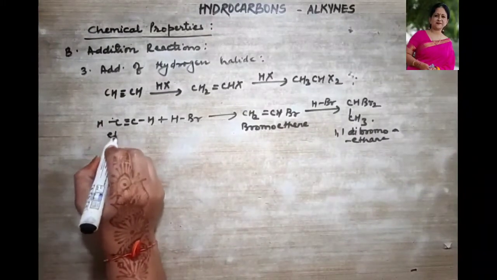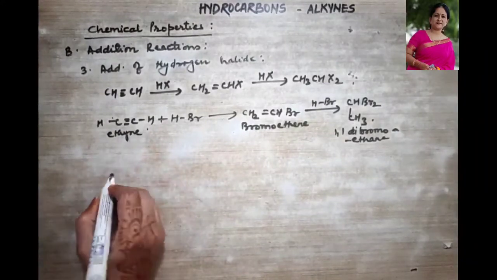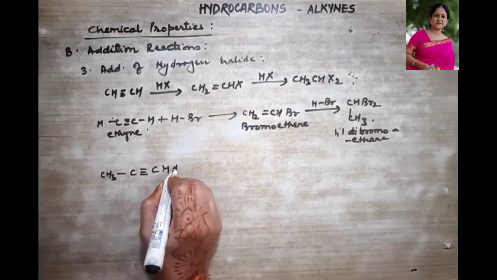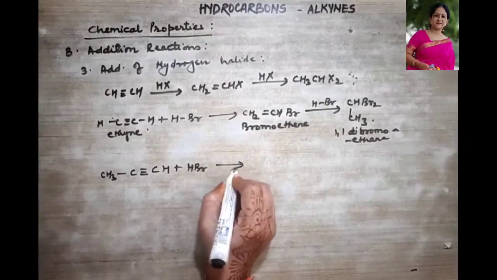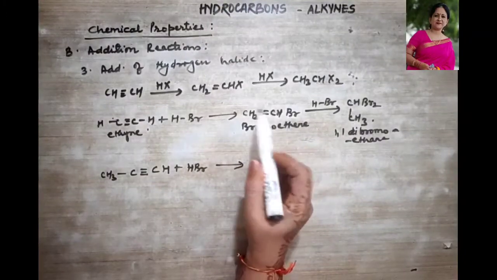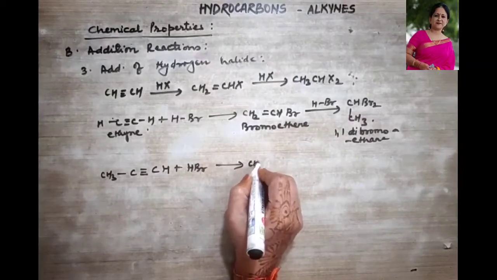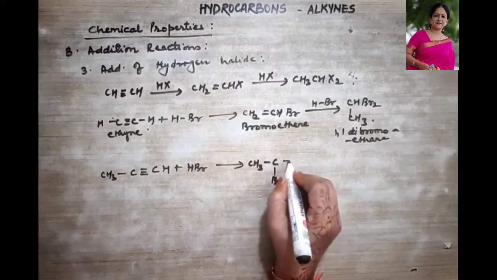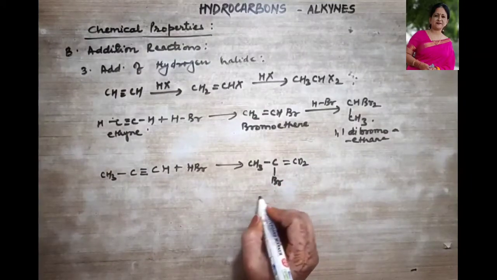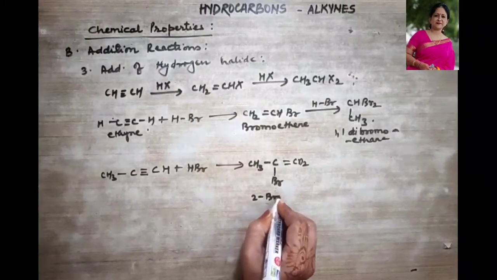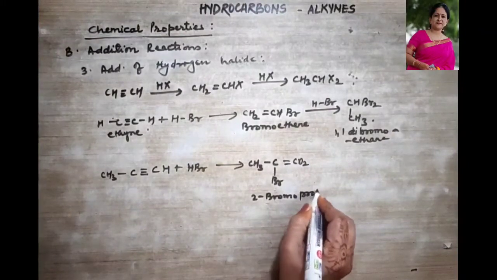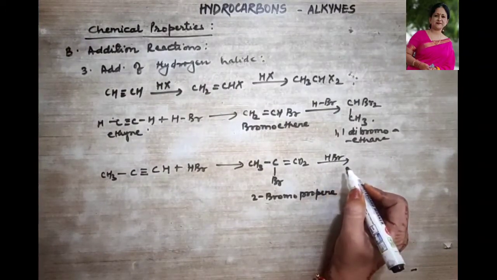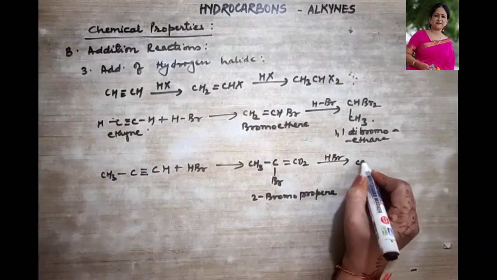This was with ethyne. Let's talk about propyne. So CH3C triple bond CH when treated with HBr. Now it is easy for you to understand. Come on, do it. Then it forms CH3C, bromine will get attached over here, double bond CH2. What is this? This is your 2-bromopropene.